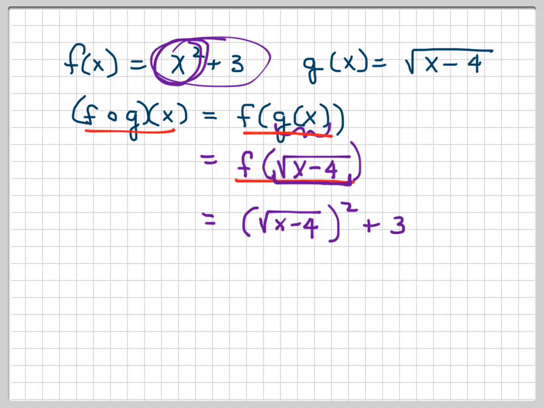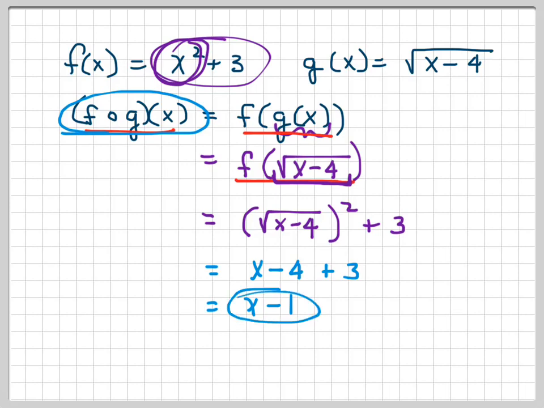Here I've got the square root, or the square of something squared. They just essentially are inverse functions of each other, so it just becomes x minus 4 plus 3, and so x minus 1. And this follows all the way down. F circle g of x, read f of g of x, is equivalent to x minus 1.